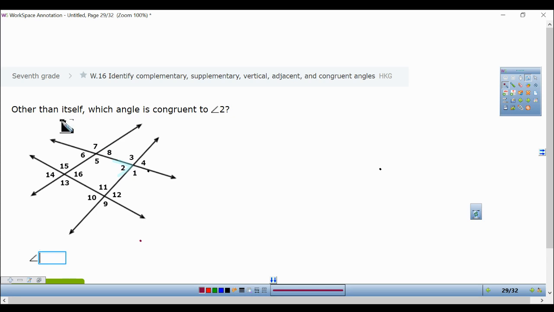So the only other angle except itself that's congruent to angle 2 is going to be, in this case, 4. So the answer is going to be 4.